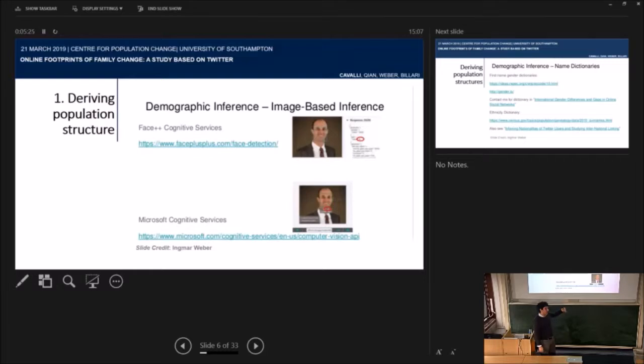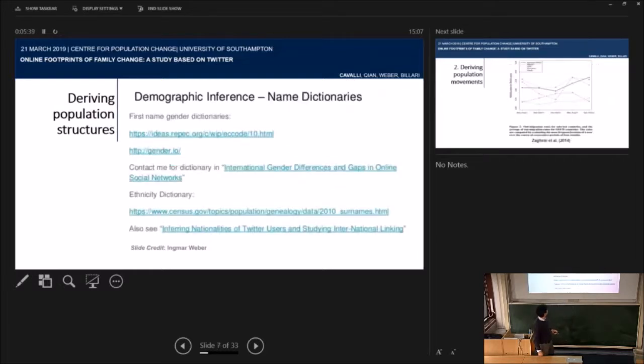And these algorithms are getting better and better. I mean, they have some problems. It's not easy to estimate the age of somebody from their picture. But there are a few attempts at doing that and deriving these population structures, as well as using names. More and more people have a reason to be online related to self-branding or identity and authenticity, and a lot of people just use their real names. From real names you can use dictionaries to infer gender or ethnicity, and in some countries even as proxies of socioeconomic status.